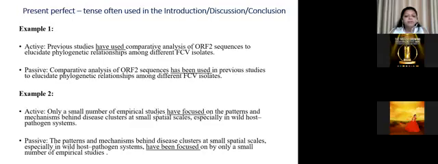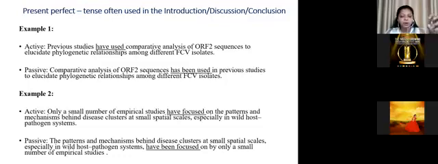Only a small number of empirical studies have focused on the patterns and the mechanisms behind disease clusters at small spatial scales, especially in wild host pathogen systems. Okay, so the active construction here uses the present perfect, have focused. Only a small number of empirical studies have focused. Now, when you are trying to turn this into passive, you have to be careful. මොකද අපි මේ sentence එක passive sentence එකක් කරනකොට අපි පරිස්සම් වෙන්න ඕනේ.